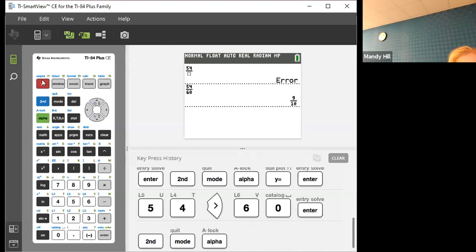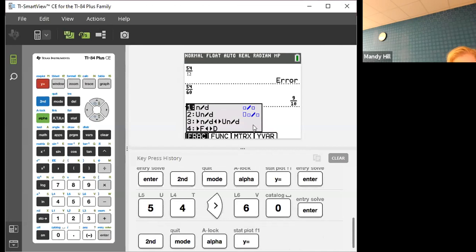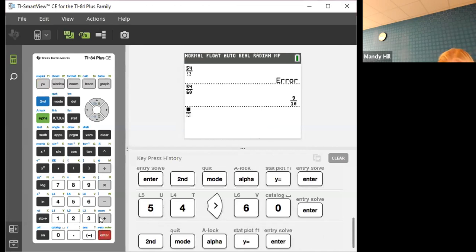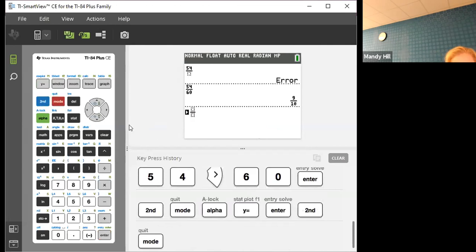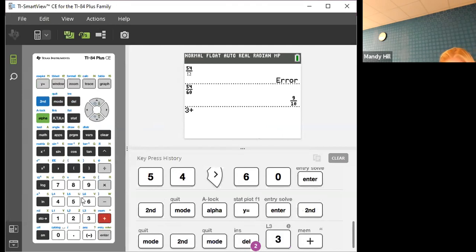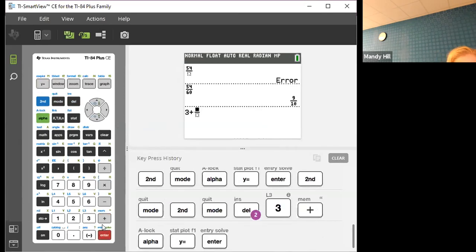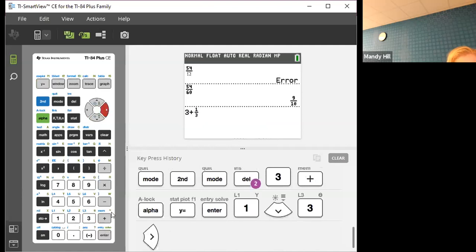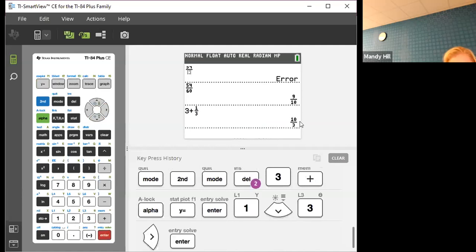I'm going to do alpha y equals, and we want to type in that fraction that they gave us. Actually, let me back up, sorry. We're supposed to be typing in 3 plus 1/3, and that's what's on the top. It is possible to type this whole thing in at one time, but I'm just going to type in our 3 plus our 1/3, hit enter, and it tells us that's 10 over 3.